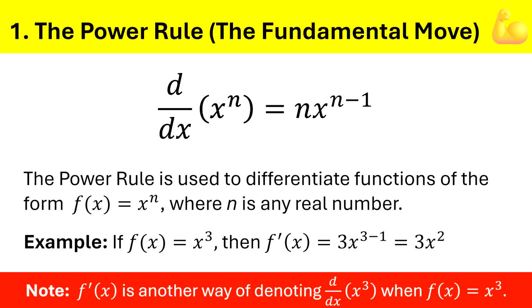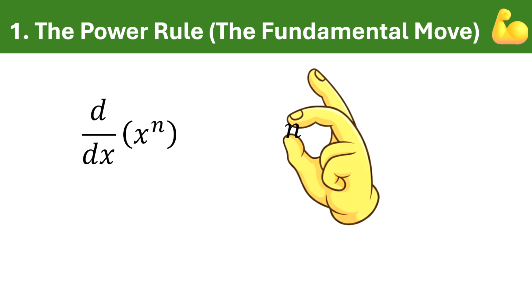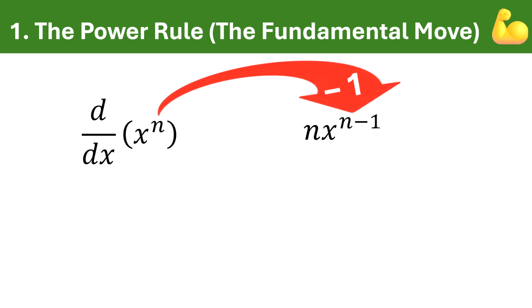Note that f prime of x is another way of denoting d by dx of x cubed, when f of x equals x cubed. Here's a mnemonic to help you remember the power rule. Bring the power down and then reduce the power by 1.